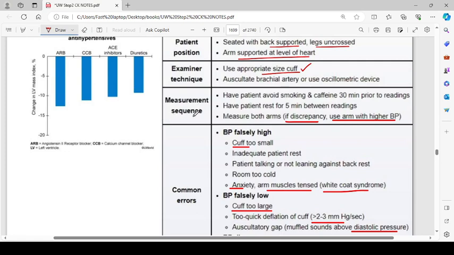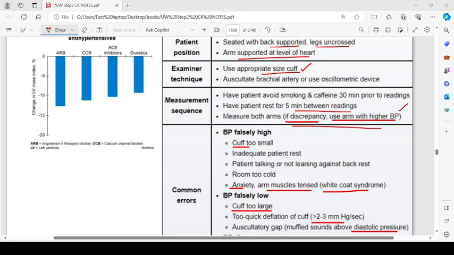Measurement sequence. Have the patient avoid smoking and caffeine 30 minutes prior to readings. Have patient rest for 5 minutes between the readings. And measure both arms if discrepancy. Use the arm with a higher blood pressure.